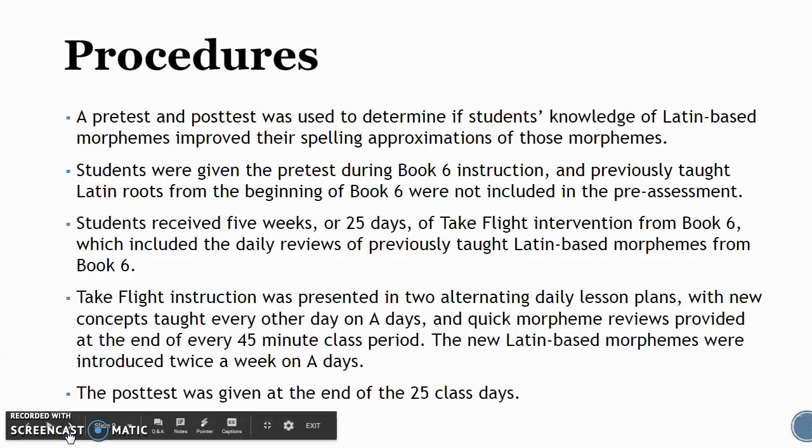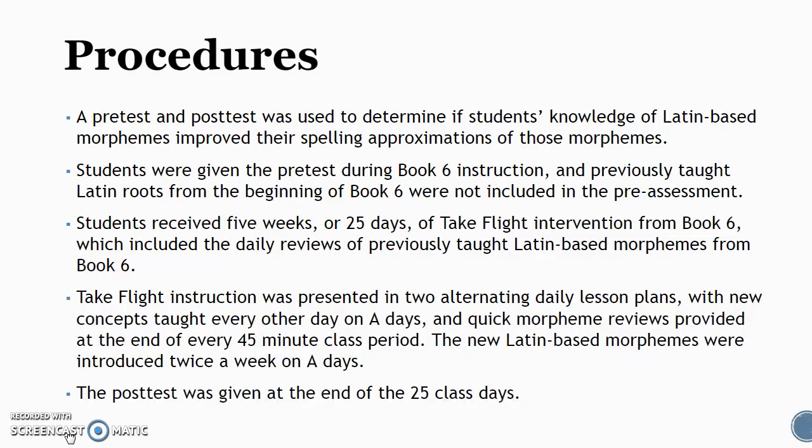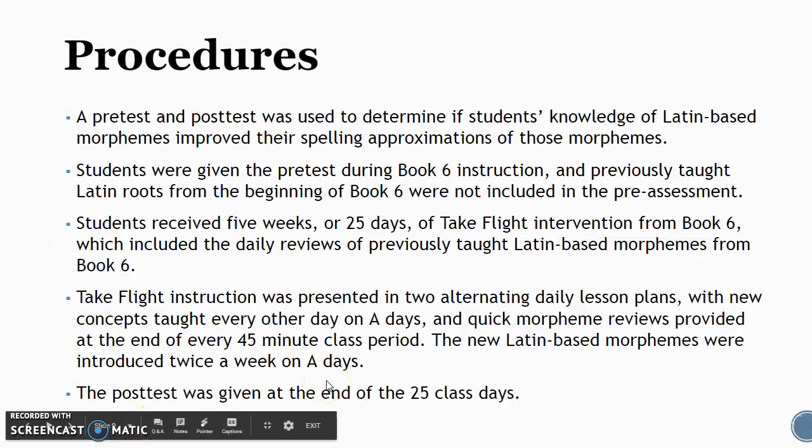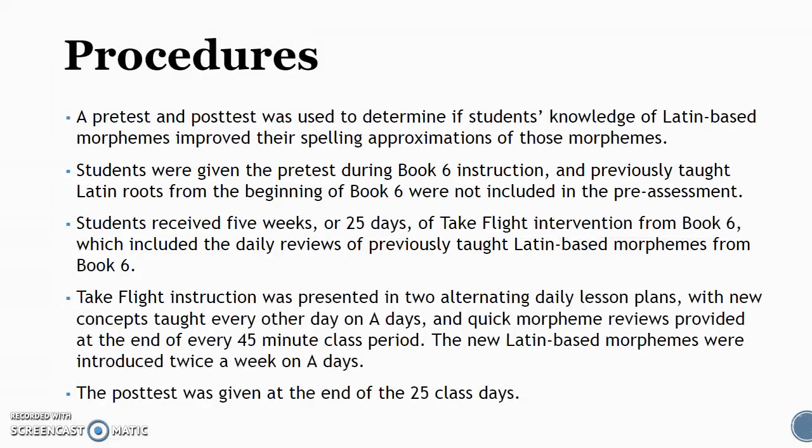The procedures. I used a pre-test and post-test that I developed, and it was used to determine if these students did actually improve their spelling approximations using the morphemes that were taught. They were given the pre-test during Book 6. Previously taught Latin roots from the beginning of Book 6 were not included. And then they received 5 weeks of intervention, or 25 days, from Book 6, which included the daily reviews at the end of each lesson.